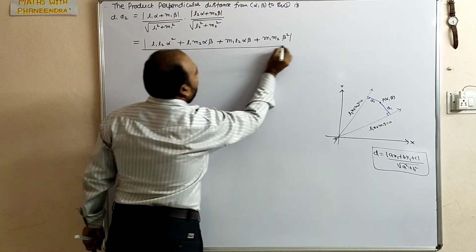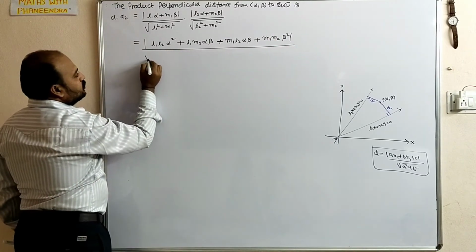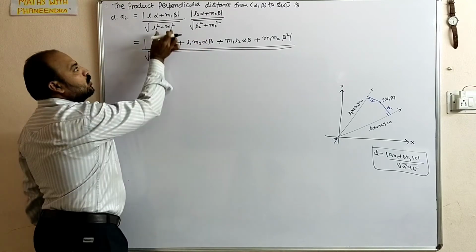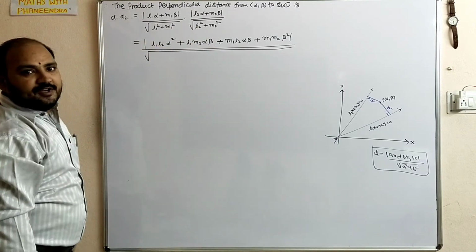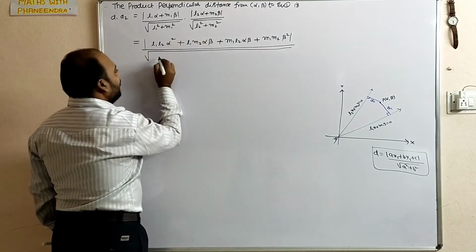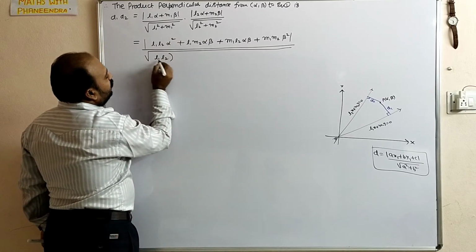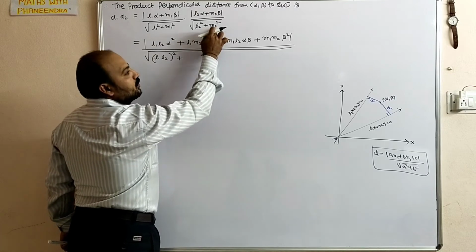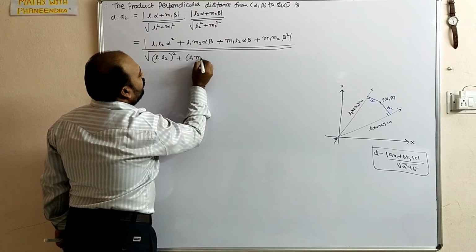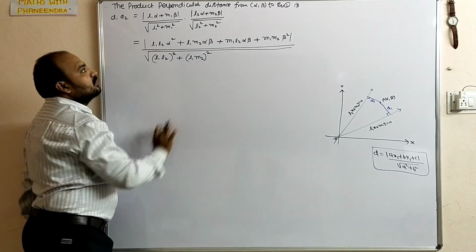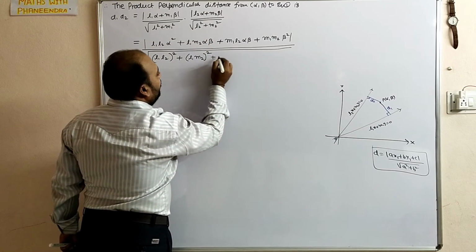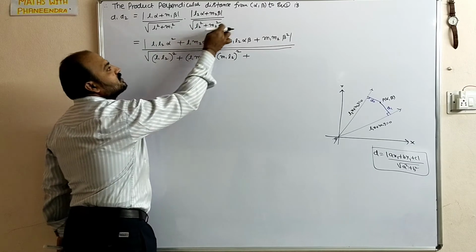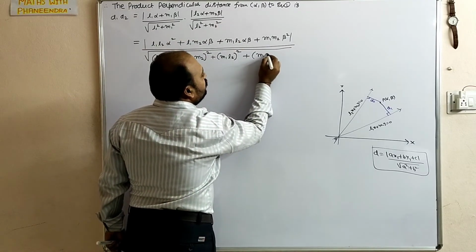Divided by square root of L1 square into L2 square, root A into root B, root AB, we can write it. So L1 square L2 square, L1 L2 whole square, we are writing directly. L1 square M2 square, we can write as L1 M2 whole square. Next M1 square L2 square, M1 L2 whole square, plus M1 square M2 square, M1 M2 whole square.